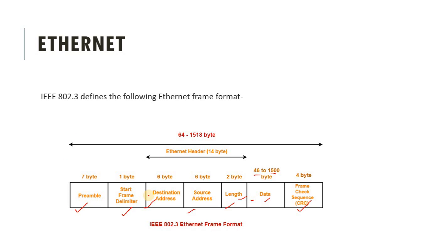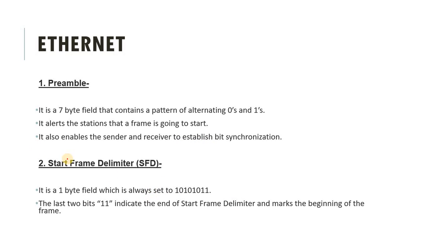Now let's understand each term in detail. The first is the preamble. It is a 7-byte field that contains a pattern of alternating zeros and ones. At each and every byte there is only this fixed pattern, 10101010, repeated till 7 bytes. This is static data which we have attached at the beginning of the frame, so we can give an alert to the receiver that it is receiving data.